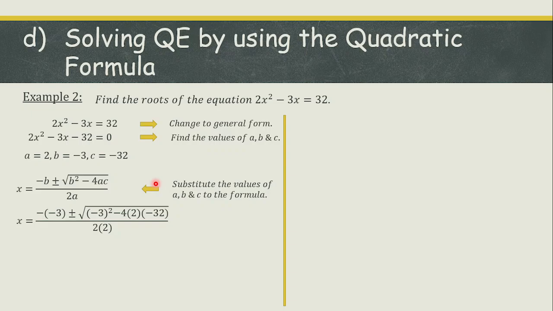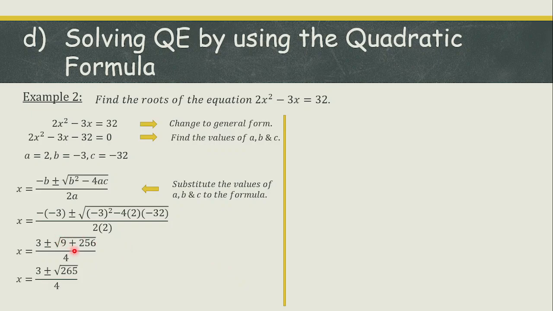So ang kalabasan niya, x is equal to negative times negative 3 plus minus square root of negative 3 squared minus 4 times 2 times negative 32, divided by 2 times 2. Then, isolve na natin yung negative b. So, negative times negative 3, the answer is positive 3. Plus minus square root of negative 3 squared, the answer is 9. Then, negative 4 times 2 times negative 32, the answer is positive 256. Then, sa baba naman, 2 times 2, the answer is 4.